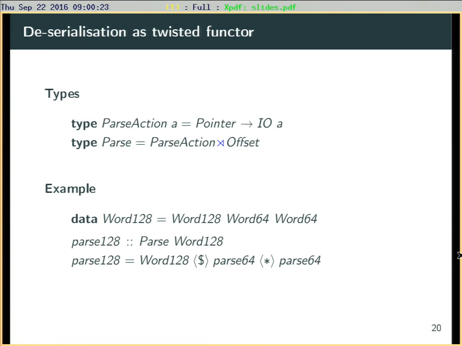So how does it look for parsing? Same idea. You start with the parse action. Instead of taking the semi-direct product, now you take the twisted functor. Then you can parse, for example, 128-bit words by just parsing 64-bit words and pairing them. This kind of interface would work. There is a limitation for this parsing. It can only do this kind of parsing. It doesn't have an alternate instance, so certain kinds of parsers are not easily representable here.